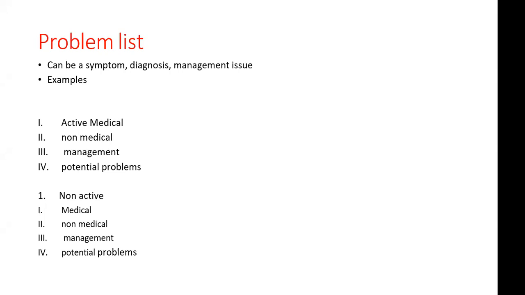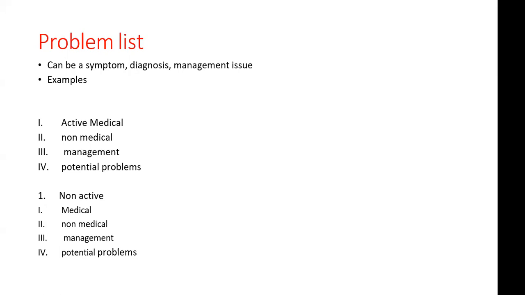What is a problem list? A problem list basically can include several components. A problem can be a symptom. Okay. A problem can be a diagnosis, or a problem can be a management issue. Okay. So for example, shortness of breath for 3 months is a problem. Okay. It's a symptom based problem. Example of a diagnosis, a problem as a diagnosis, diabetes mellitus for 9 years is a problem, right? It is a diagnosis based problem, right? Poor control of diabetes mellitus is a management problem.